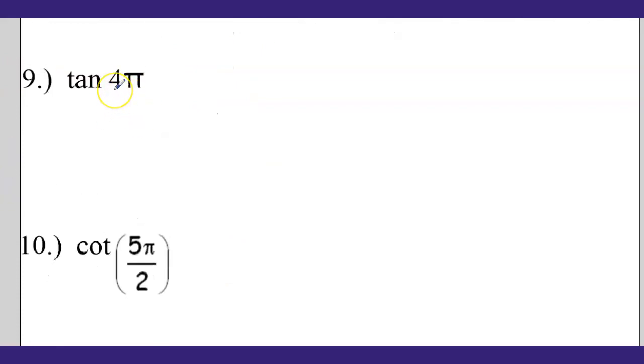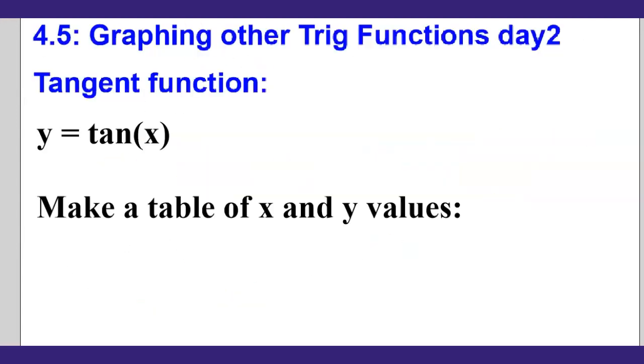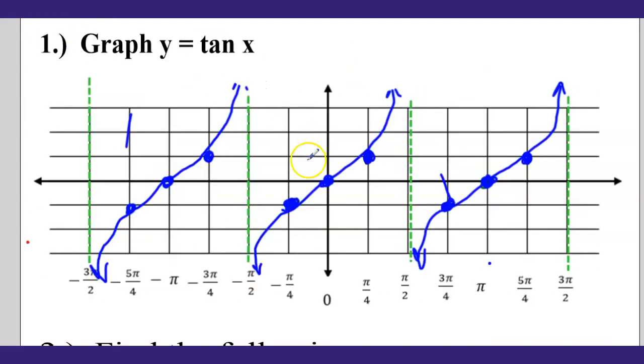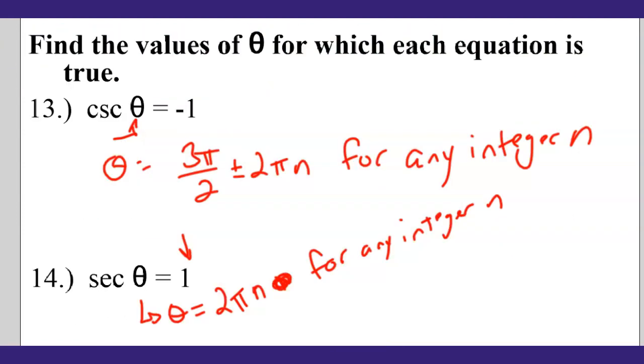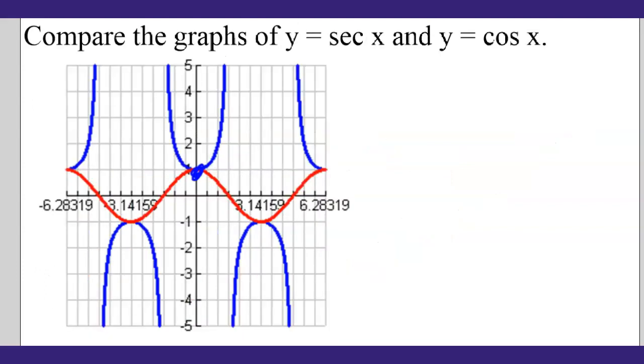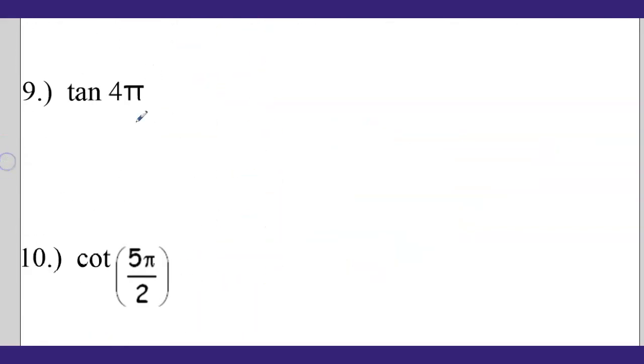Another question. Tangent of 4 pi. Well, if you remember how the tangent graph works, if you look at all the n pi's, 0 pi, 1 pi, negative 1 pi, we see that all the n pi's are 0. So what would be tangent of 4 pi? 0, because it's n pi. Any n pi on the tangent graph is 0. And cotangent of 5 pi over 2.